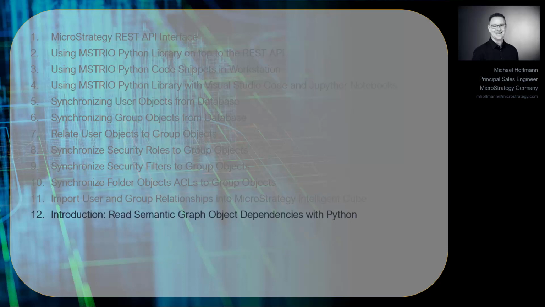Moreover, I will give you a short introduction, as an outlook, on how you can read semantic graph object dependencies with Python. So not only user objects, group objects, security objects, and so on, but now we'll talk about attributes, metrics, dossiers, facts, tables, and so on. And I will show you how you can visualize these objects using the MicroStrategy capabilities on top of the MicroStrategy environment. And with that, then we are done. Okay, so now let's get started.